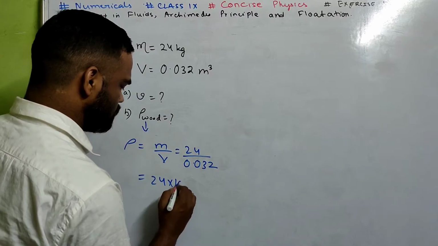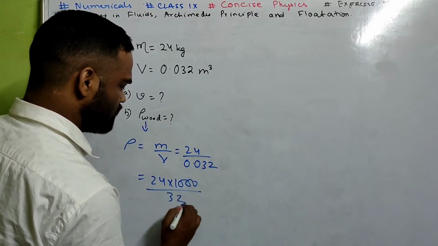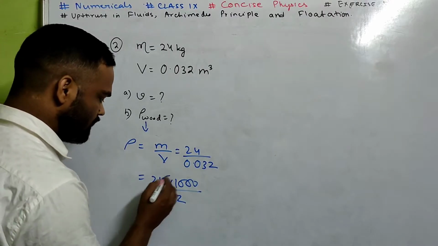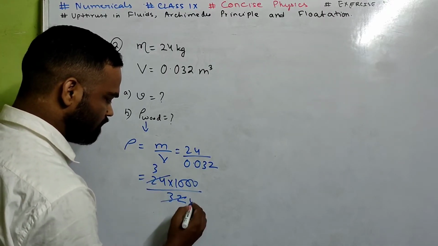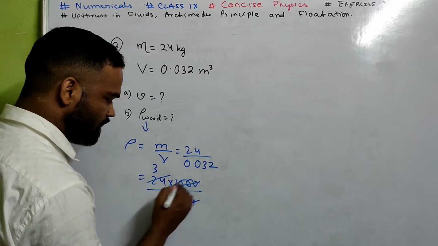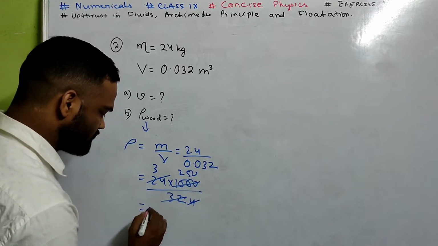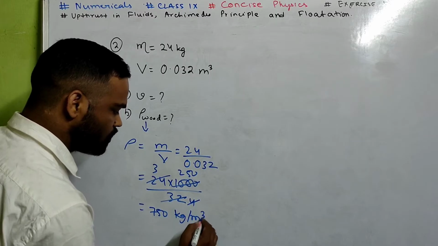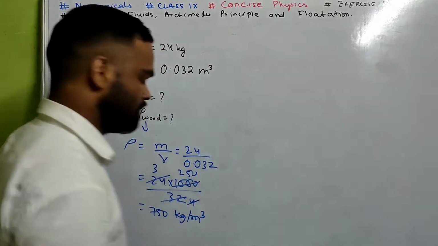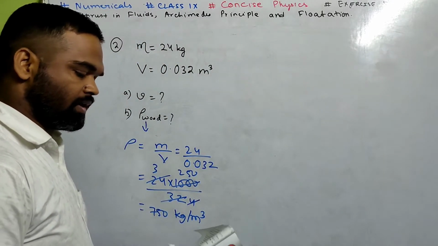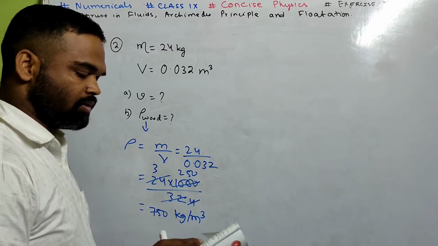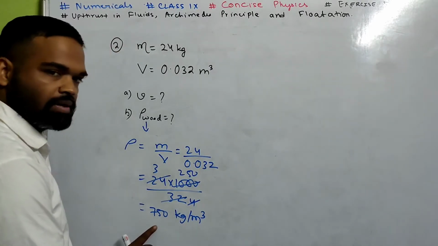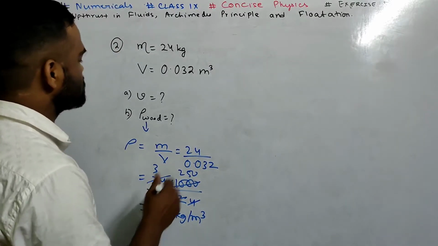This is 24 into 1000 by 32. 1 place, 2 place, 3 place. So 1000 comes. 8, 3 times, 8, 4 times. For 1 time, 250. That's 750 kg per meter cube. That should be the answer. Yeah, they have given it as 7.5 into 10 to the power 2 kg per meter cube. Same thing.